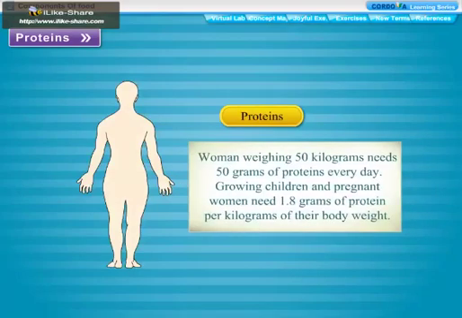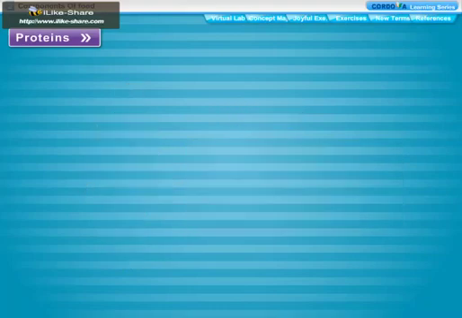The body requirement of proteins for adults is 1 gram per kilogram of the body weight. This means a woman weighing 50 kilograms needs 50 grams of proteins every day. Growing children and pregnant women need 1.8 grams of protein per kilogram of their body weight.